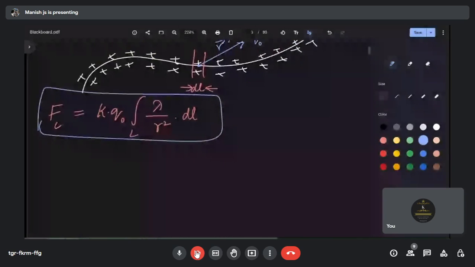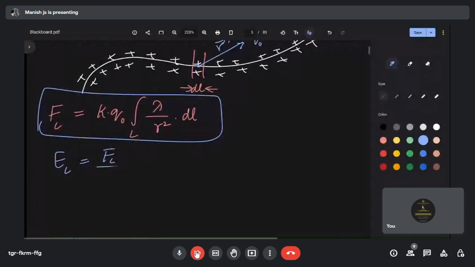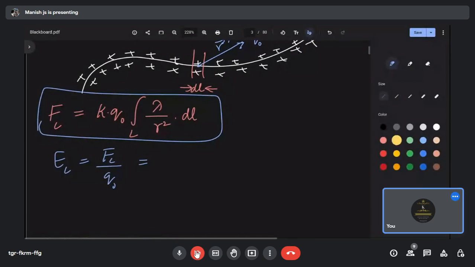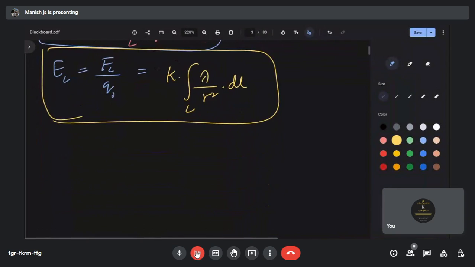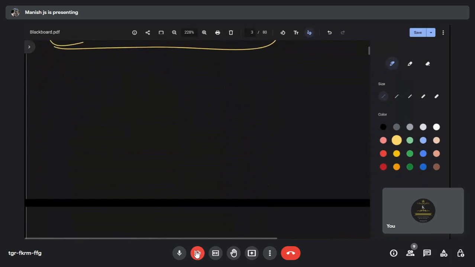Same way, what is the electric field due to that linear element? We can write it as F divided by Q naught. Q naught will get cancelled off. Finally, you will get K times integration of lambda upon r square into dl. That's all. So this is the electric field. Like this, we can write down the expressions for both the force and the electric field. Simple. In the same way, we can get all the relationships.